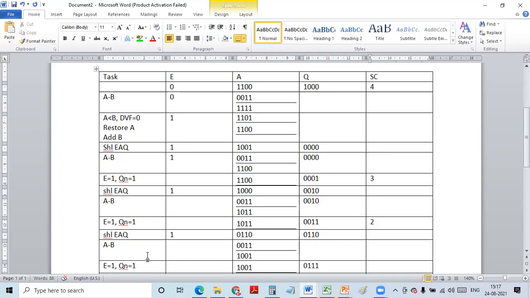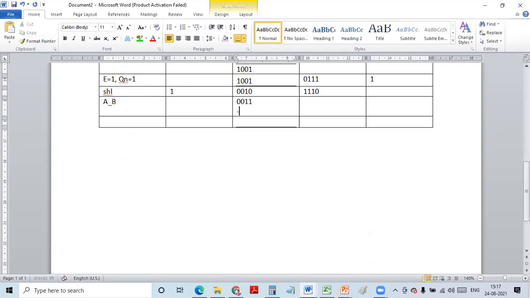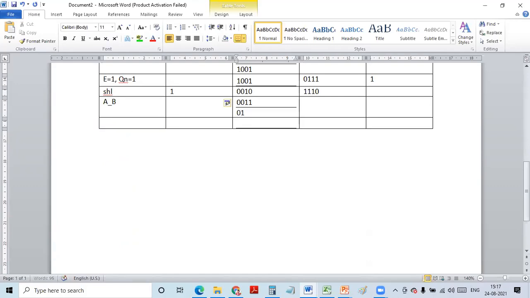Reduce the sequence counter. Then shift left. Again E is 1, 0 0 1 0 1 1 1 0. After that, A minus B, 0 0 1 1. So 0 1 0 1, 2 plus 3 is 5, and here it is 1 1 1 0. Since E is 1, you have to make Qn 1. So 0 1 0 1 1 1 1 1. Sequence counter 0. So quotient 5, remainder 15.